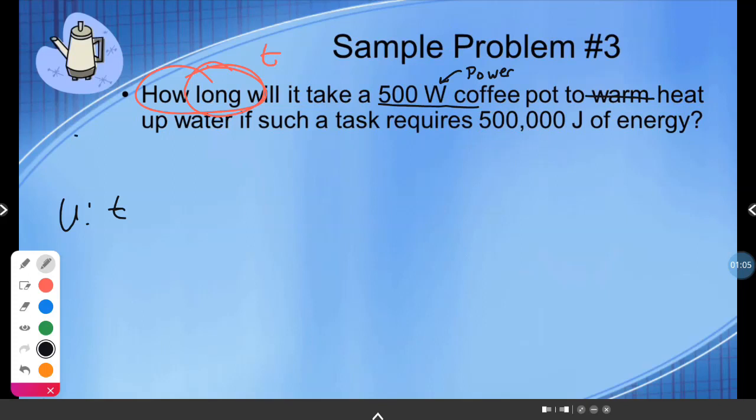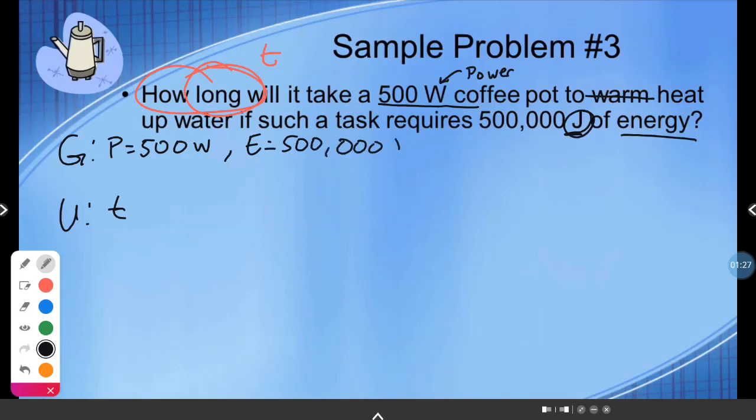So guess method, we've used this so many times. It works for every single problem. Just write down what it gives you. We know that power is 500 watts. And we know that energy, it says energy right here, and you should know that joules is the unit for energy. Energy is 500,000 joules. Again, we know that the unknown is time, and then we're going to look for the equation.